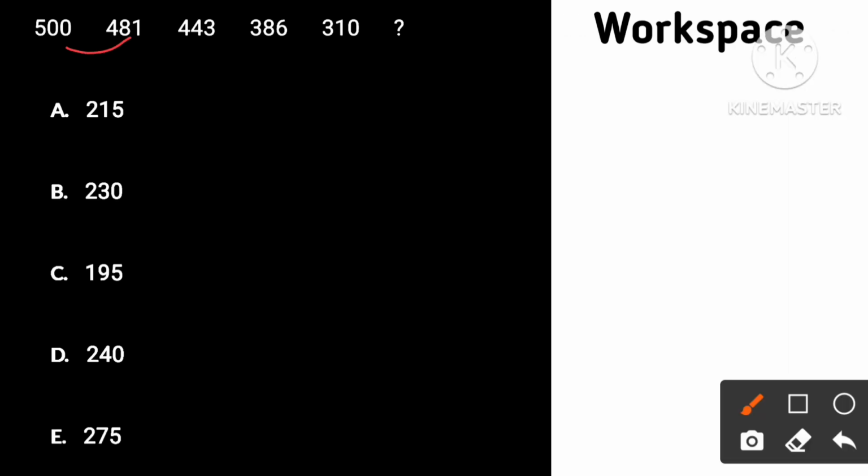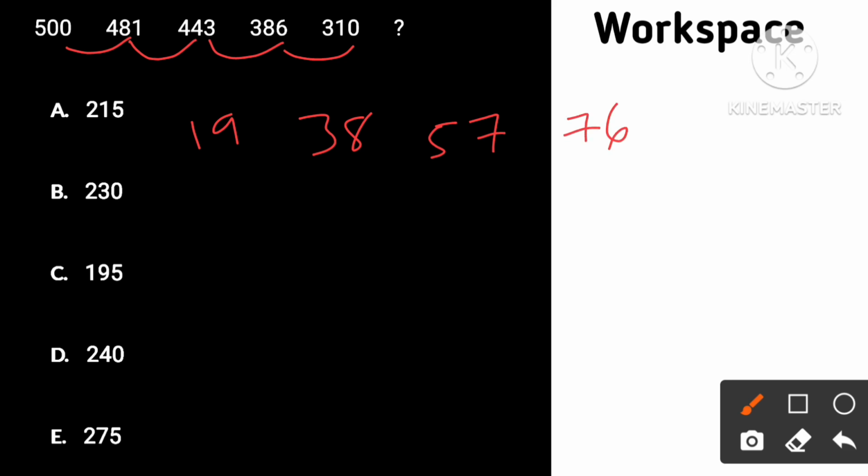Here we are going to see differences. Difference is 19. Here the difference is 38. Here the difference is 57. Next one. Here we see a difference of 76. So these are 19 factors. So the next difference must be 19 into 5 times, which will be 95.